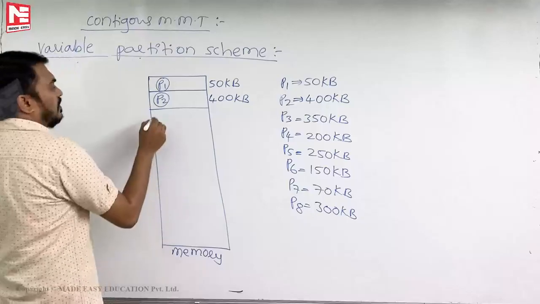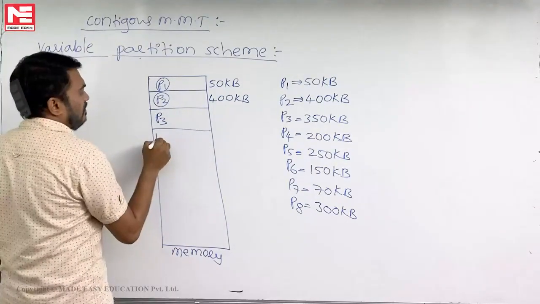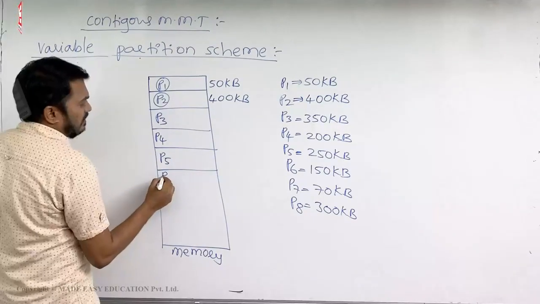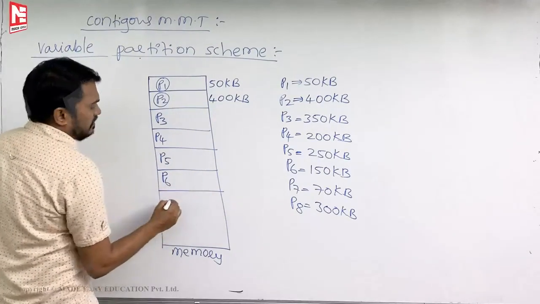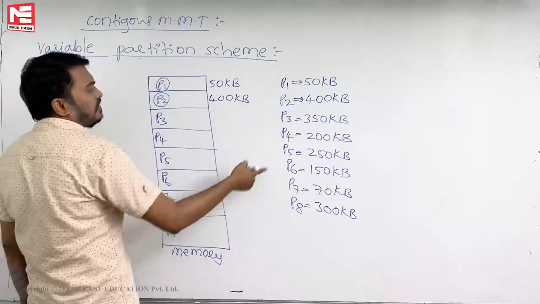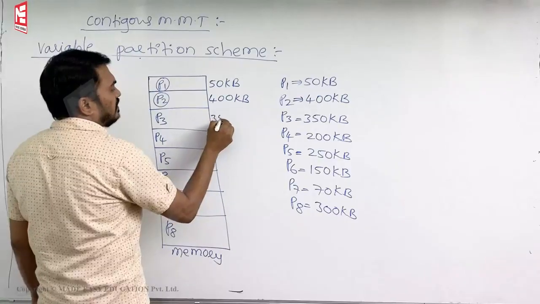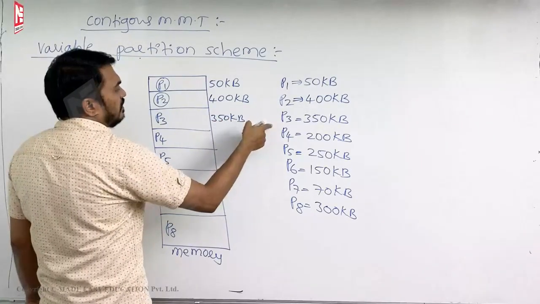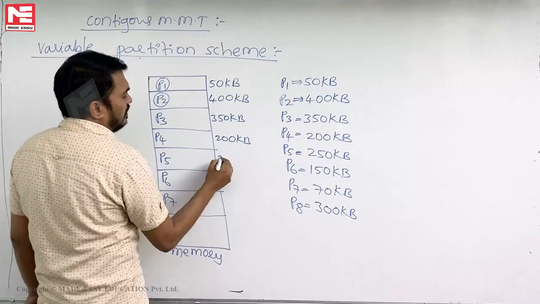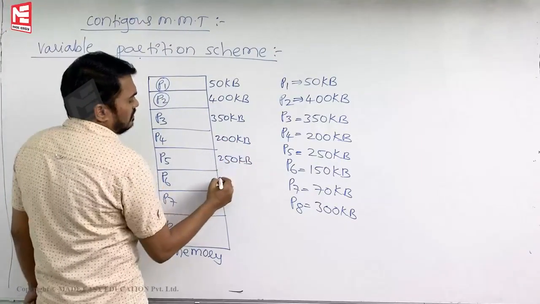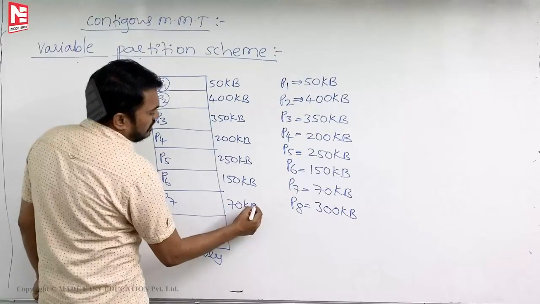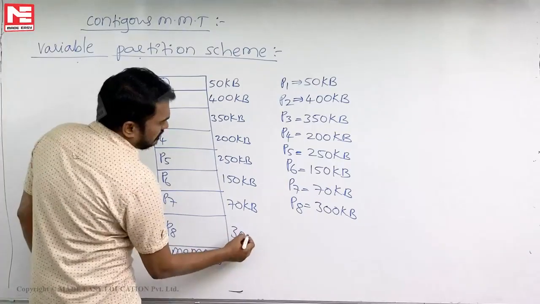Copy karo, please copy this: P3, P4, P5, P6, P7 and P8. So these are the requests coming. Accordingly you make the partition here. 350 का request आया, 350 KB partition बनाओगे. Next 200 KB का आया, 200 का बनाओगे. Next 250 KB, then 150 KB, and next 70 KB and 300 KB.